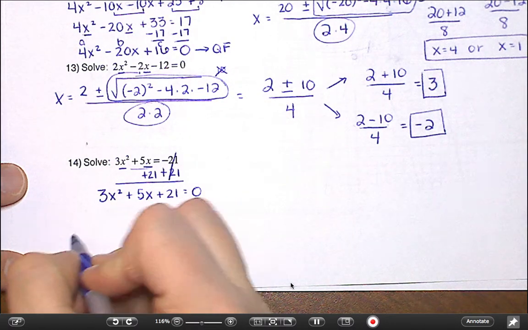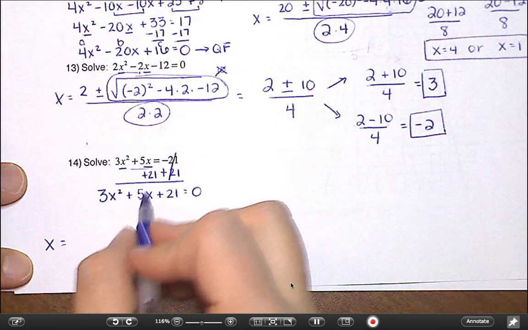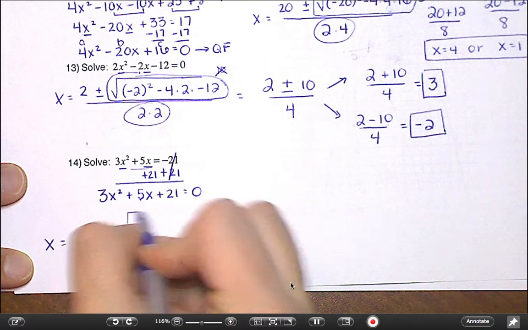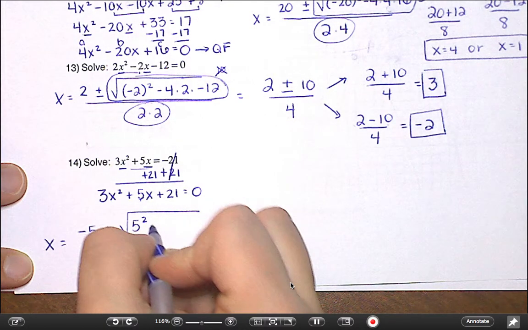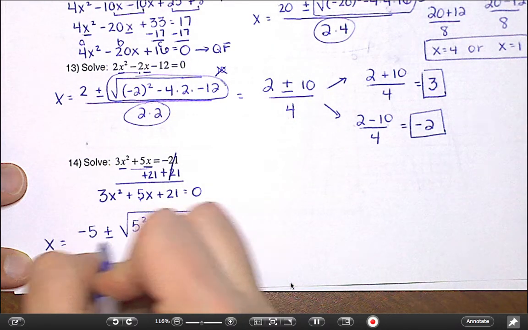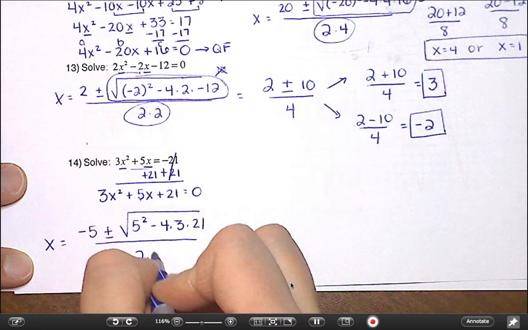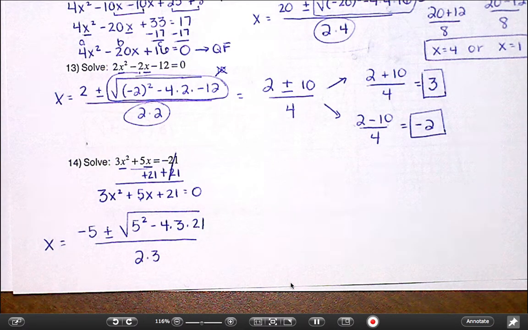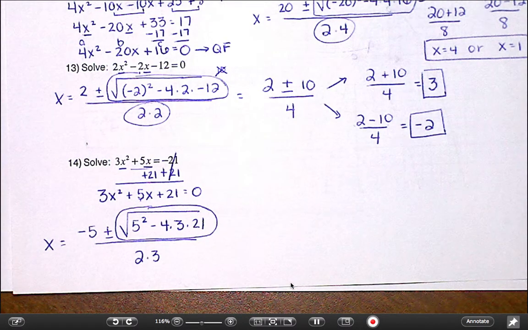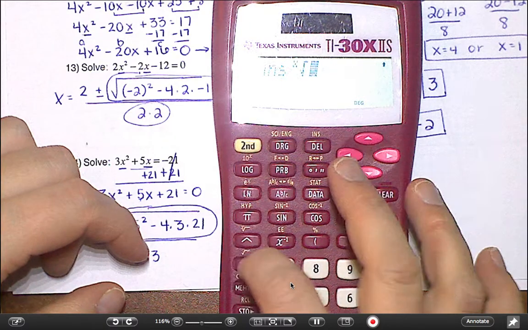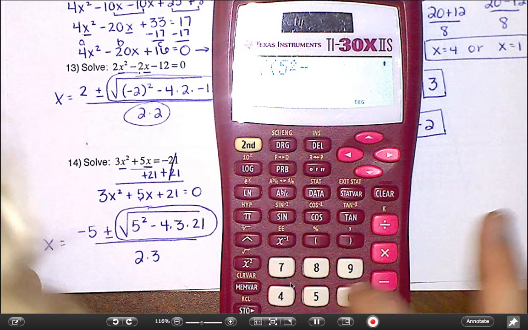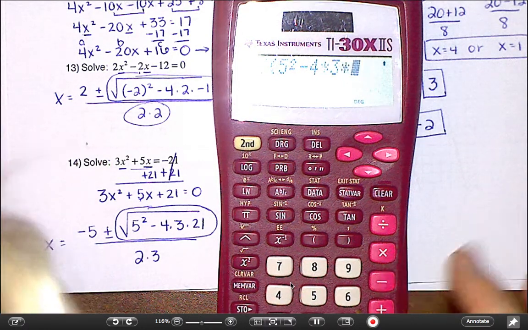Now I'm going to go with my quadratic formula. So x equals negative b, so that'd be negative 5, plus or minus the square root of 5 squared minus 4 times a times c, all over 2 times my a value, which is 3. I'm going to start with the square root piece: the square root of 5 squared minus 4 times 3 times 21.